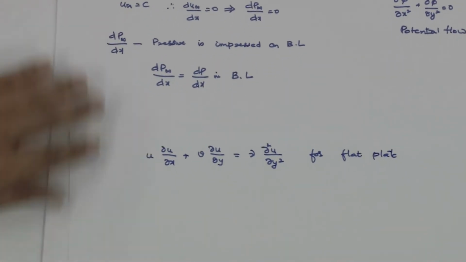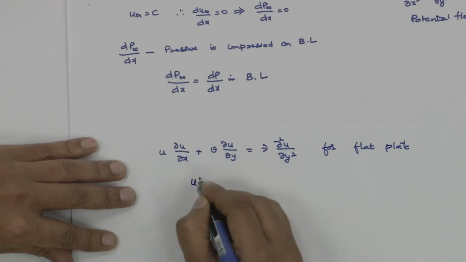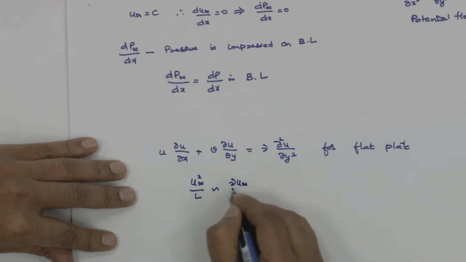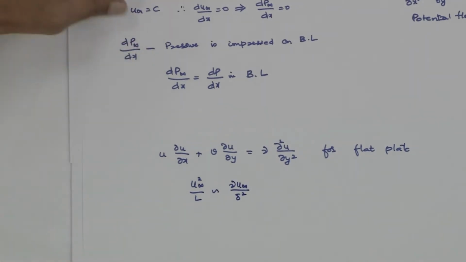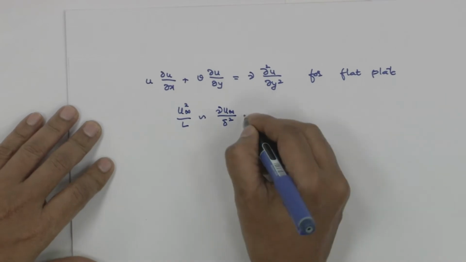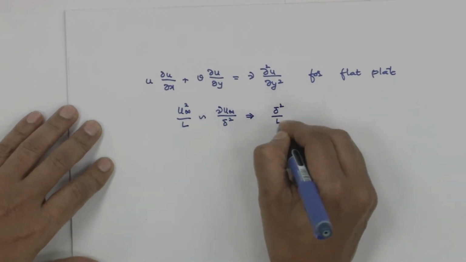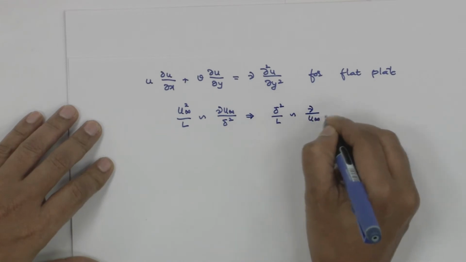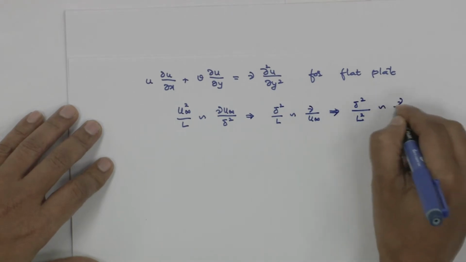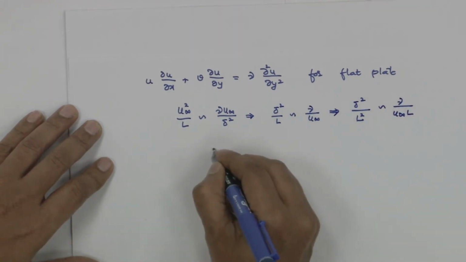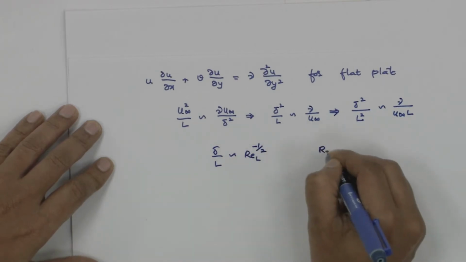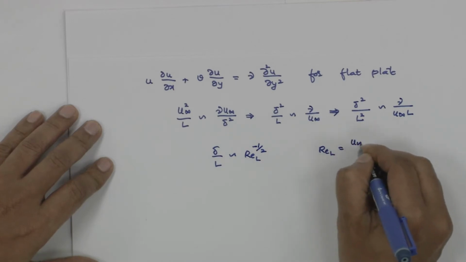Now, what was the scale of this? On the left hand side, if you recollect, it was u infinity squared by L, and on the right it was nu u infinity by delta squared. Okay, so what do I get? I get delta squared by L is of the order of nu by u infinity, that is, if I multiply the denominator on both sides by L, I get nu by u infinity L. That means delta by L is of the order of Re_L to the power of minus half, where Re_L is equal to u infinity L by nu.